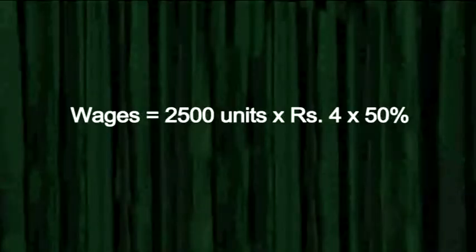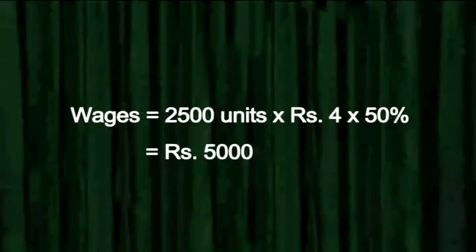So, let us see further how the wages are being computed. Wages will be 2,500 units into 4 rupees into 50%, because we have assumed that the expenses are evenly spread throughout the year. So, it will be coming as 5,000. Then manufacturing and overhead expenses will be 2,500 into 2 into 50%. So, it will give us the figure of 2,500. We have taken 2 because we already know that depreciation is to be ignored.